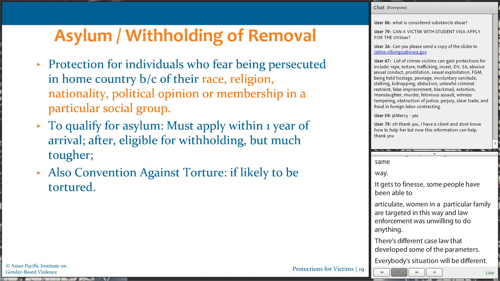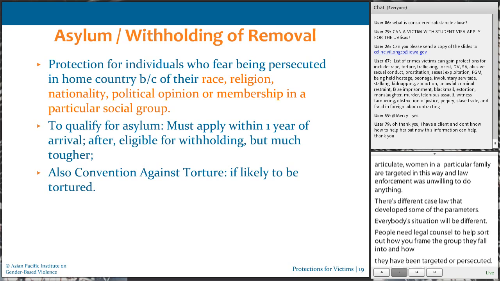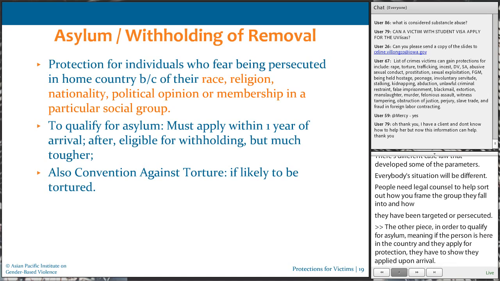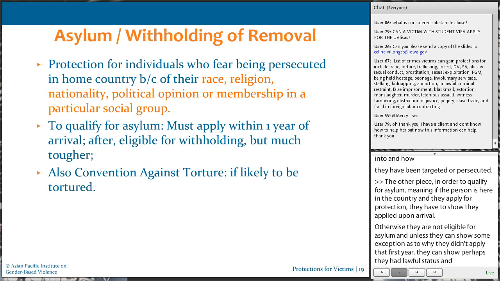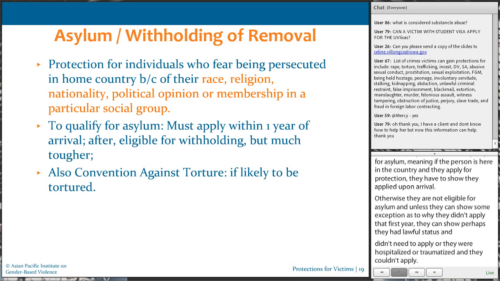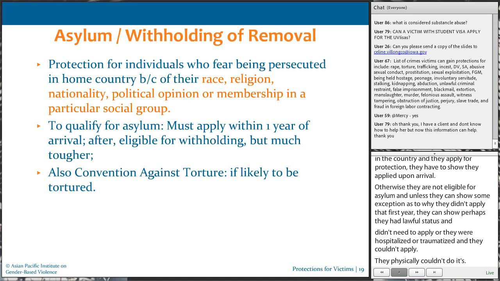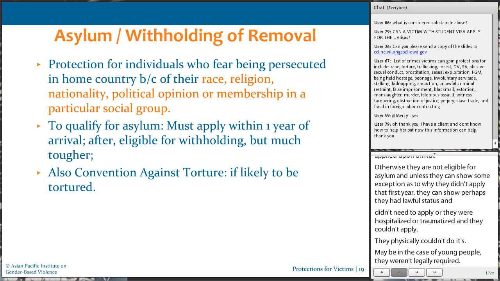So there's that piece. The other piece is in order to qualify for asylum, meaning if the person's here in the country and they're applying for this protection, they have to show that they apply within 1 year of arrival. Otherwise, they're not eligible for asylum, unless they can show some exception as to why they didn't apply in that first year. For example, they could show perhaps they had some other lawful status, so they didn't need to apply, or they were hospitalized, or they were traumatized, injured, and so they couldn't apply because they physically couldn't do it, or maybe in the case of young people, children, they weren't legally able to do that because they were a minor and didn't have the legal capacity to do it. But generally, the rule is they have to apply within 1 year of arrival.